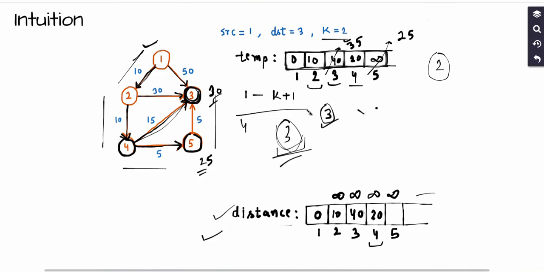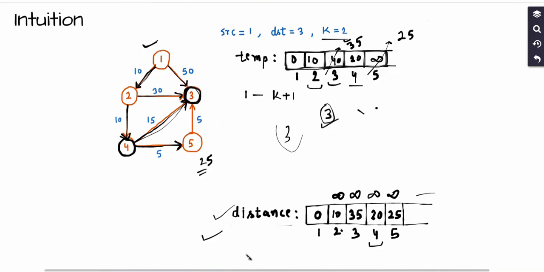So I break this loop right here, and I copy this temp array into the distance array. So the final distance array would be, so this is my final distance array. It has distances from the source city till each node. Fine. So this is how I solve this problem using Bellman-Ford algorithm.